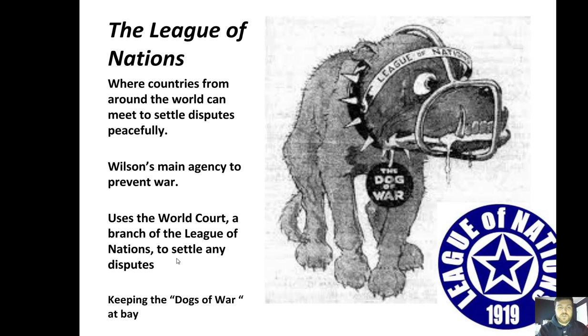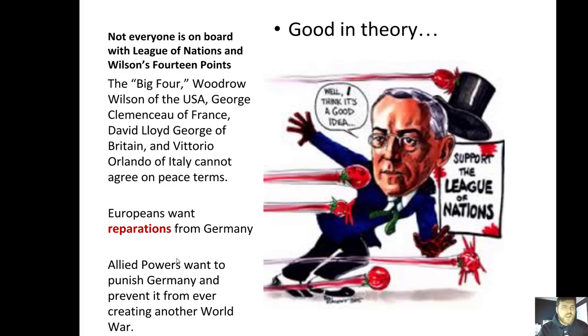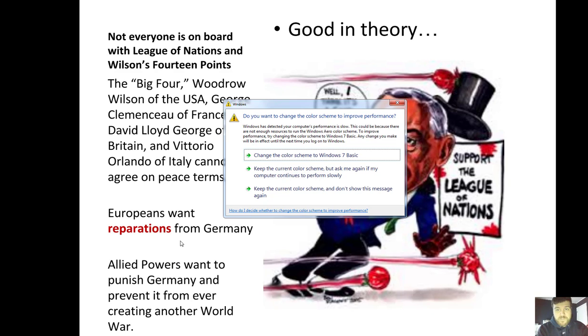So this was Wilson's big plan. This is his big idea, the League of Nations, to try and prevent future outbreaks of war. Hopefully the other points would also prevent war, but if we had the League of Nations, this would be the ultimate stopper of future wars, bringing the nations together to settle disputes. All right, good in theory. However, not everyone in Europe is on board with the 14-point peace plan.